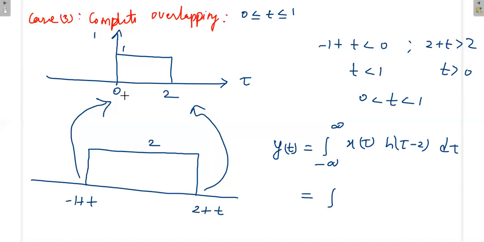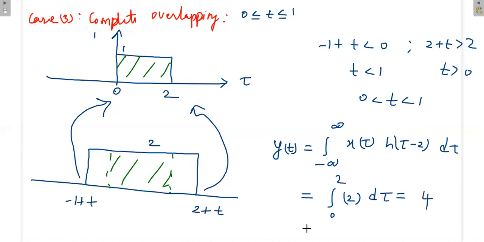Again, if you see here, what is the overlapping? There is a complete overlapping. So this part is completely overlapped. Then the starting point is 0, the ending point is 2, so the integral from 0 to 2 of 1 into 2 d tau. Finally we get 4. This 4 is valid when the time is between 0 to 1.